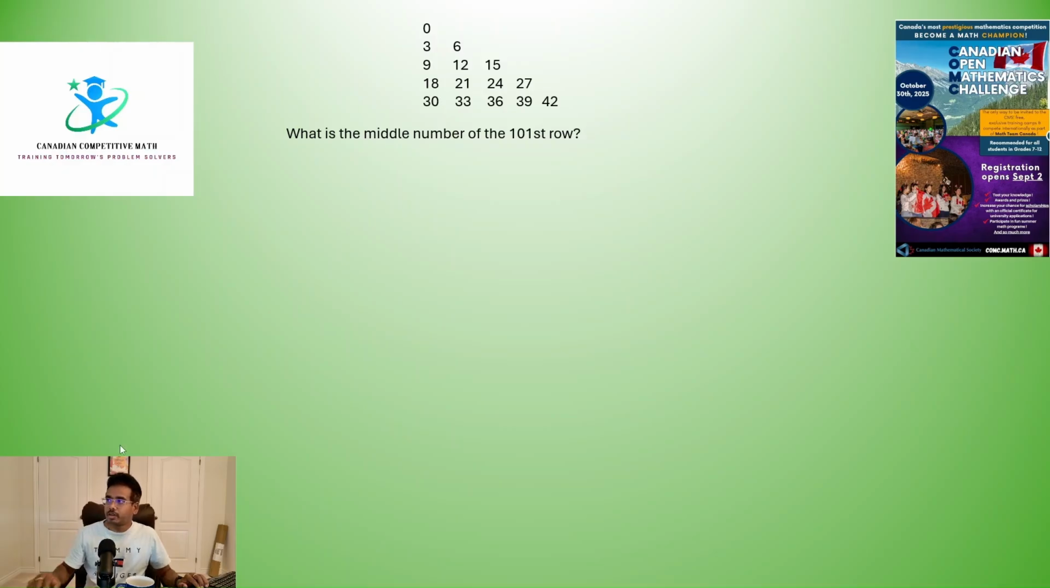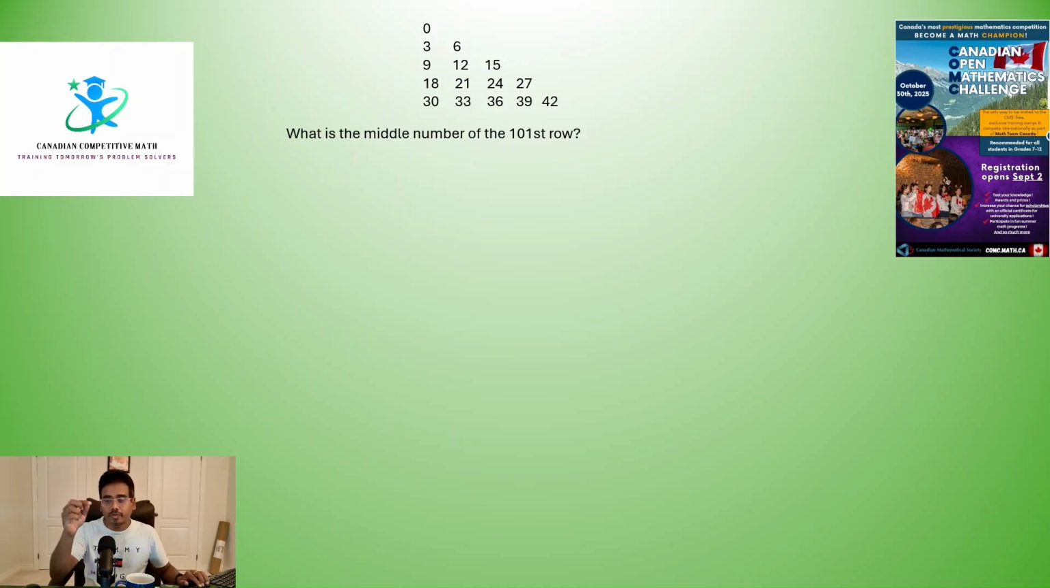We have a triangular arrangement of numbers. The first row has only one number, which is 0. The second row has two numbers, which are 3 and 6. The third row has three numbers. The fourth row has 4. The fifth has 5 numbers. So the ask is, we need to find the 101st row's middle number.